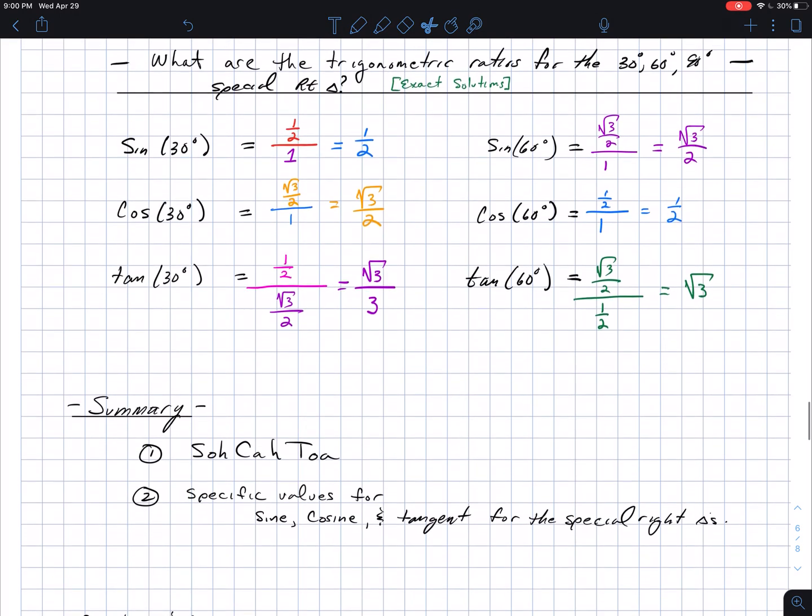So a very basic summary of what we just covered. We covered SOHCAHTOA and finding specific values for the sine, cosine, tangent for specific right triangles. You now know that specifically, if anybody ever asks you what the sine of 30 degrees is, you can immediately tell them it's a half. By the way, notice the sine of 30 is equal to the cosine of 60, and the cosine of 30 is equal to the sine of 60. That'll help you out with some things. You okay?